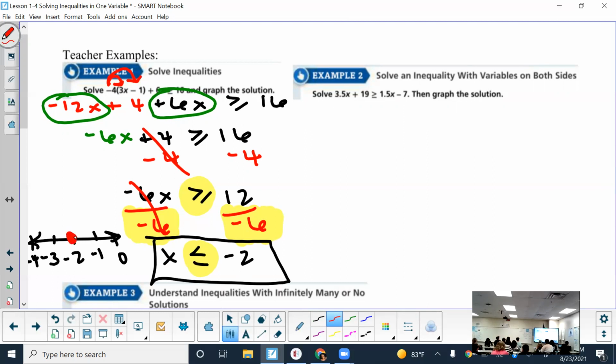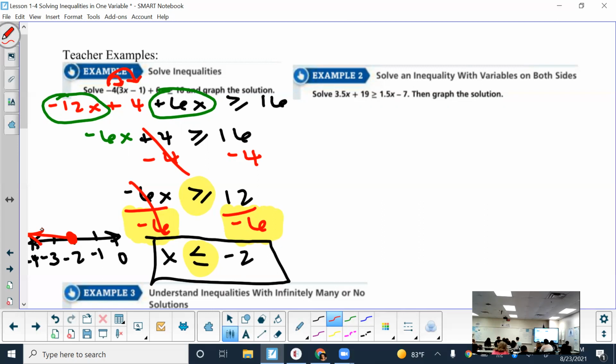Closed, right? Because it's included in the answer, so it's closed. And then pay attention to what's going on here. Which is the bigger number, the x or the negative 2? The negative 2. So that means my x, what I need to highlight for my arrow, needs to be smaller than negative 2. So does that mean I'm going to the left or to the right? All right, so go to the left.